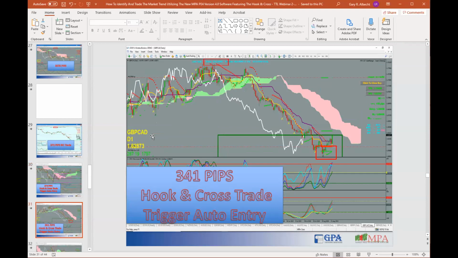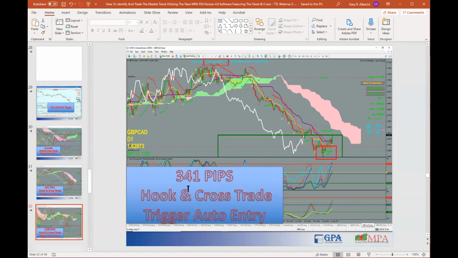Here's one on a hook and cross trigger entry, as we can see here on the pound CAD, different than the ones I showed you earlier. These are recent trades where the PAI hook, the trend momentum cross, meaning the 4 hour is going to go to overbought, and we were able to get 341 pips on this one.